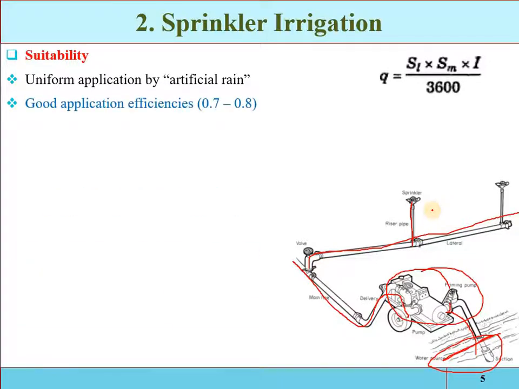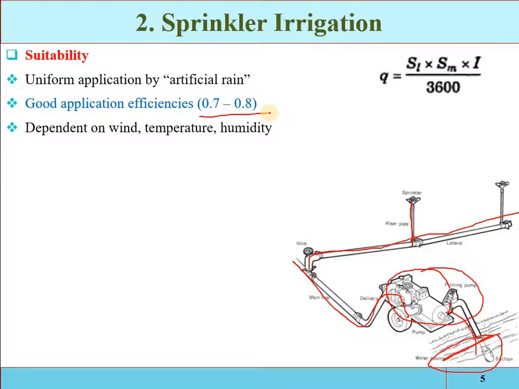Good application efficiency. The efficiency of the sprinkler system is from 70 to 80%, and as we have discussed, the efficiency of the surface system is from 20 to 30%, hardly 35%. So this is why it is called the high efficiency irrigation system.